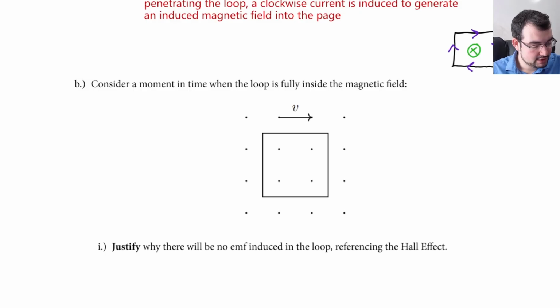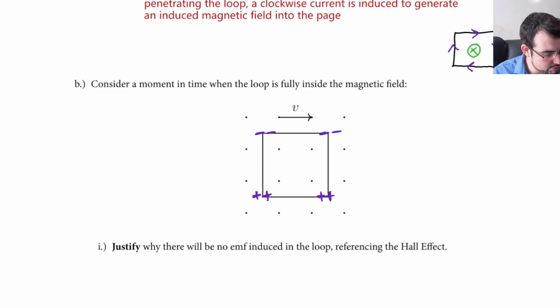Now let's look at the other case where we're fully inside the B field. Why is there no EMF justifying the Hall effect? Well, we said earlier that the Hall effect says that in this case, positives get pushed down, negatives get pushed up. But the main difference here is now there's two sides of the loop that actually experience this Hall effect. So what does that do?